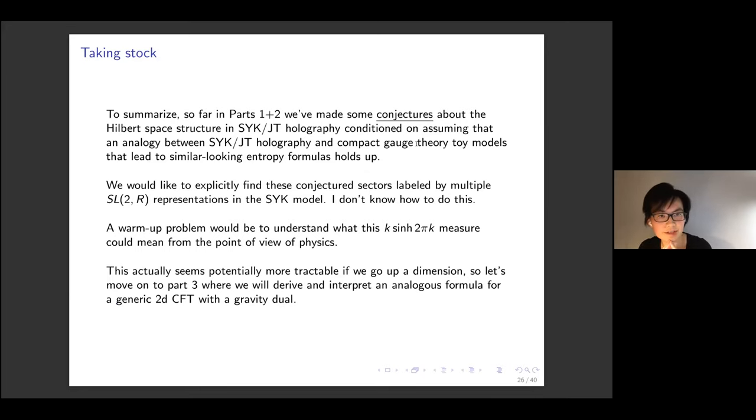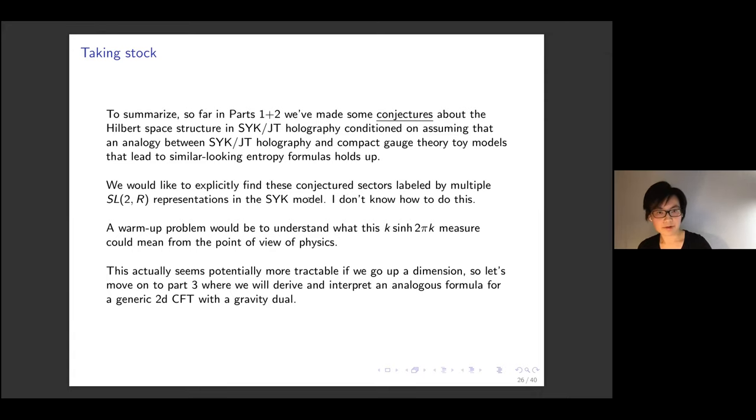So let's take stock of where we are. To summarize, so far in parts 1 and 2, I made some conjectures about the Hilbert space structure in SYKJT holography, conditioned on assuming that an analogy between SYKJT holography and compact gauge theory toy models leading to similar looking entropy formulas would hold up. To really make concrete progress, we would like to explicitly find these conjectured sectors labeled by multiple SL2R representations in the SYK model. Unfortunately, I don't know how to do this.